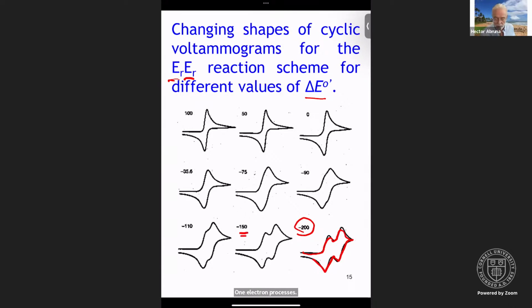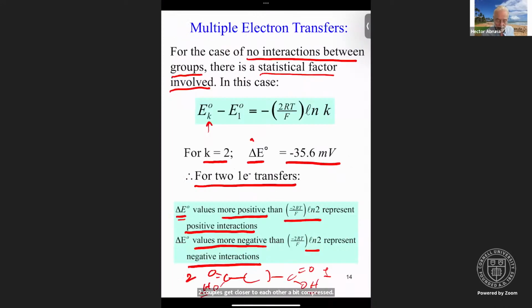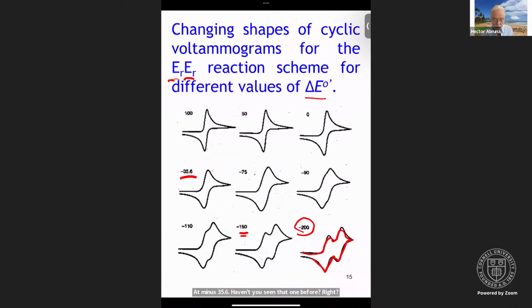As that difference gets smaller, those 2 couples get closer to each other, a bit compressed. At minus 35.6, haven't you seen that one before? Right there. If you were to look at that, I can assure you that you would not be able to tell me that that's a 2-electron process.